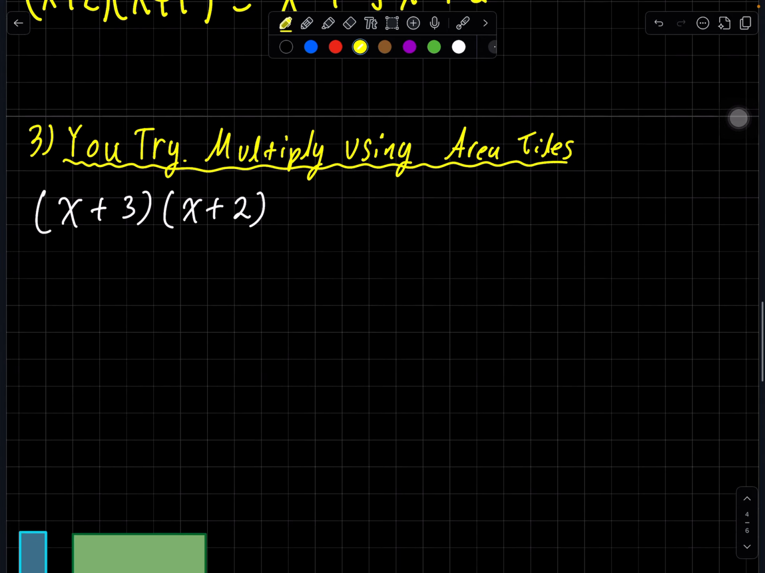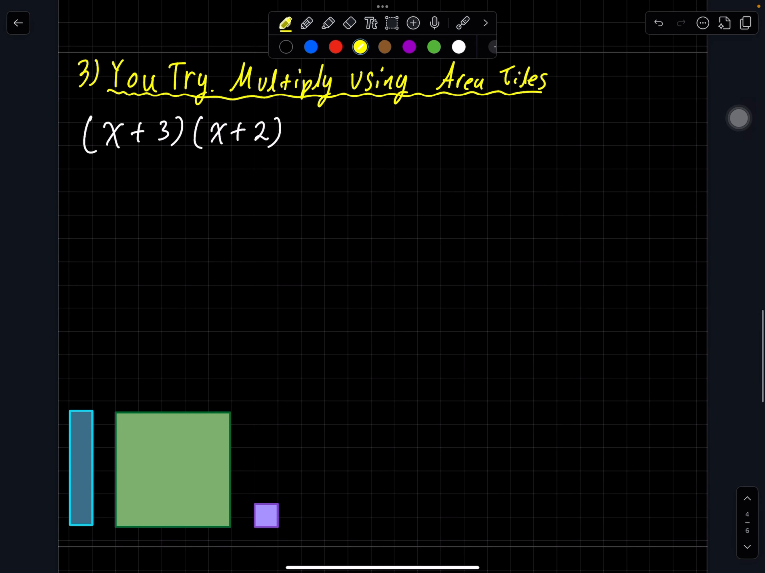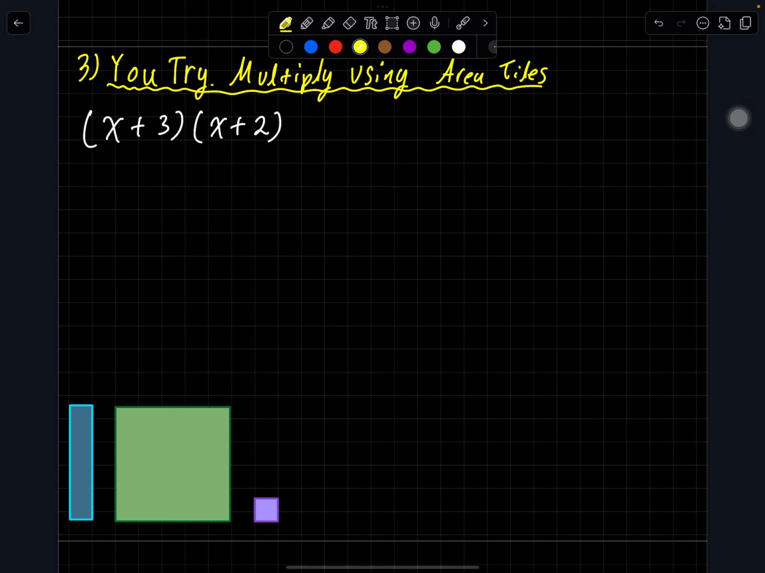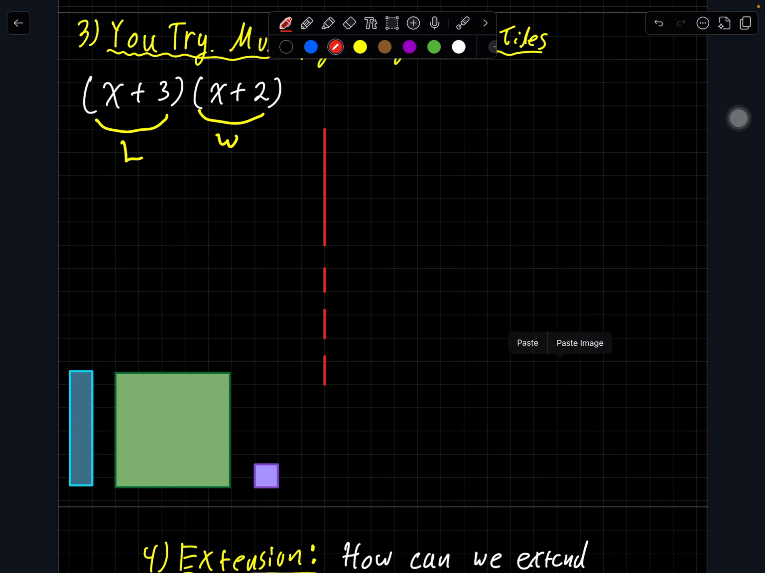Now, let's see you try one. How would you multiply x plus 3 times x plus 2? First, we need to recall that we're dealing with an area, so we're going to call this our length. We'll call this our width. And remember, we need the length to have x plus 3, so we're going to say that this is going to be a length of x, and then plus 3 extra units. And of course, for the width, we have a length of x plus 2 extra units.